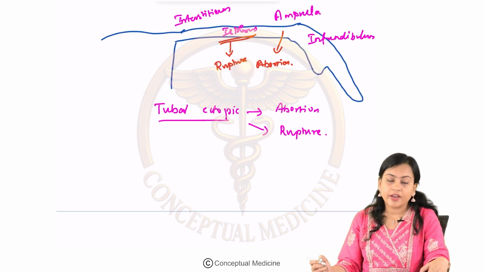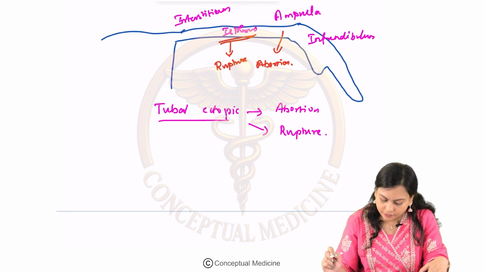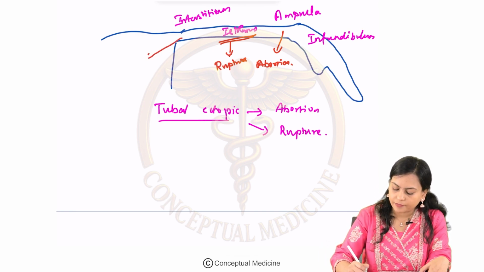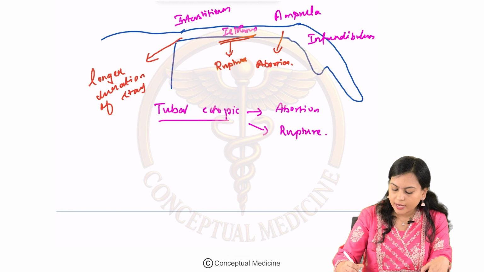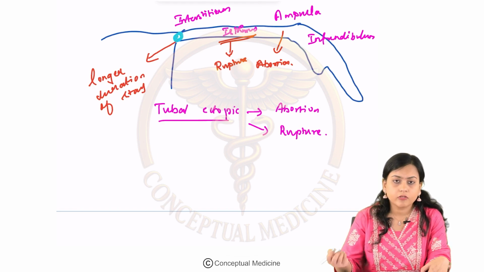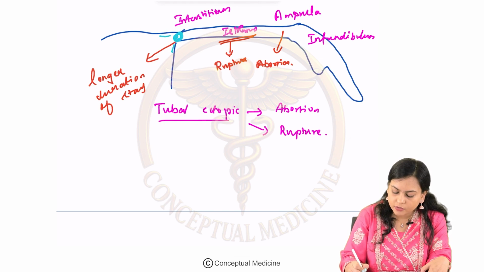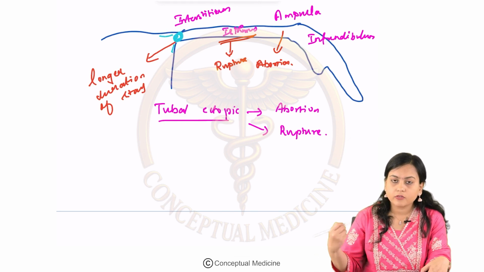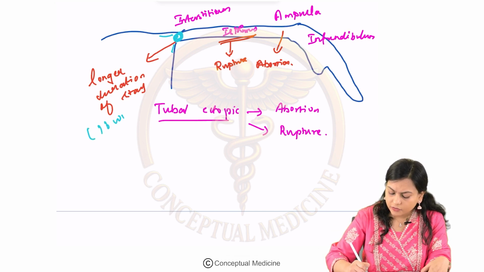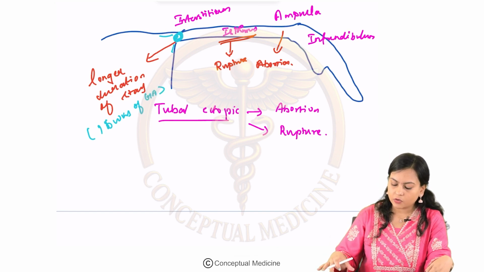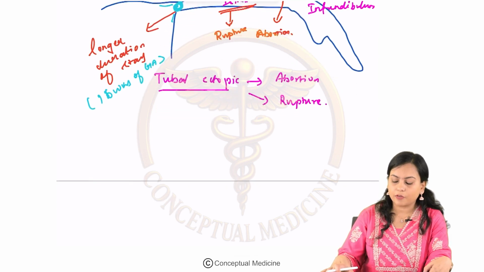Whereas an ectopic which has formed in the interstitium has a longer duration of stay. Why? Because imagine an ectopic is formed here. This is going to take support from this myometrium also. So, this is going to stay for a longer time. It can stay even up to 16 weeks of gestational age. Clear?